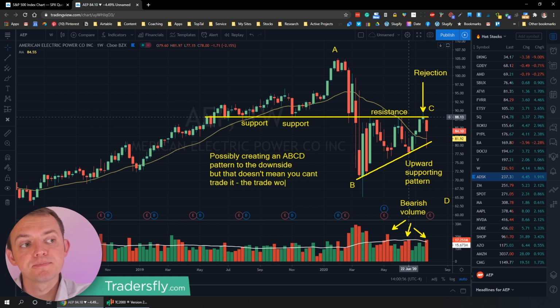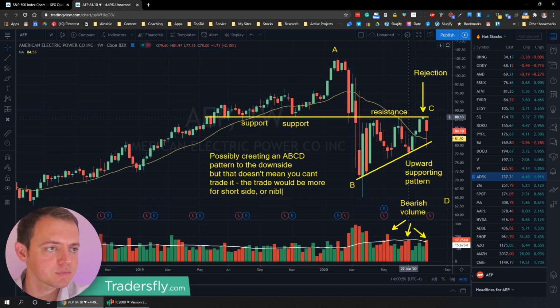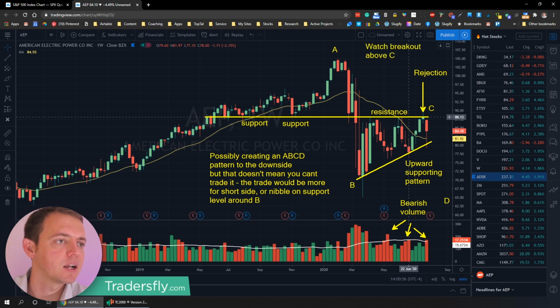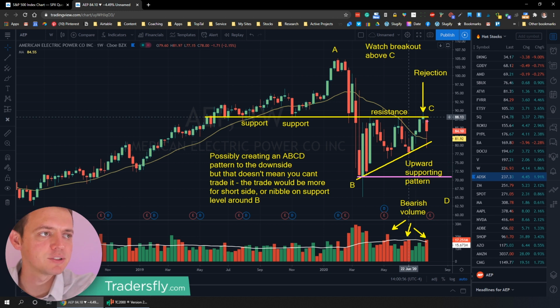The trade would be more for the short side, or nibble on support level around B. Could be another interesting take. Or of course, watch for a breakout above C as well. So those are a couple of the points that you're looking at. It's kind of like, hey, can we get above or get down to B and bounce, or can we break above C and go past it?